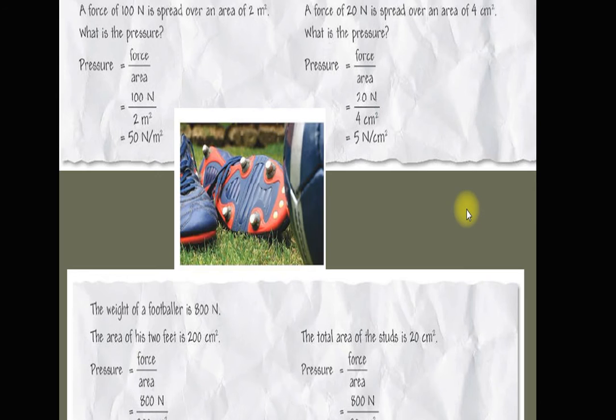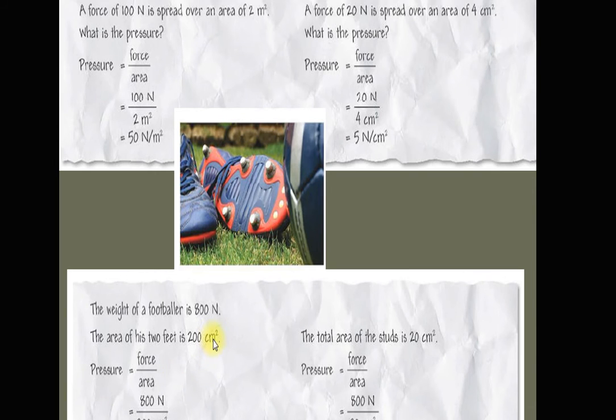Now the other one is below. My screen is a little bit cutting it off. In this second question, the weight of a footballer is 800 Newton and the area of his feet is 200 centimeters square. How much pressure is exerted by the footballer with his 2 feet? You can see the formula. We're using the formula force over area, so we're going to put 800 over 200. Sorry, the other one is not showing, but you can work it out roughly on your paper. 800 over 200 is going to give you 4 Newton per centimeter square.